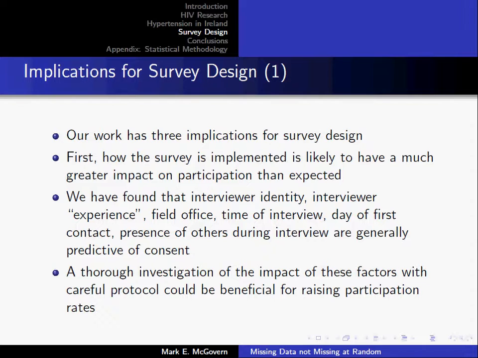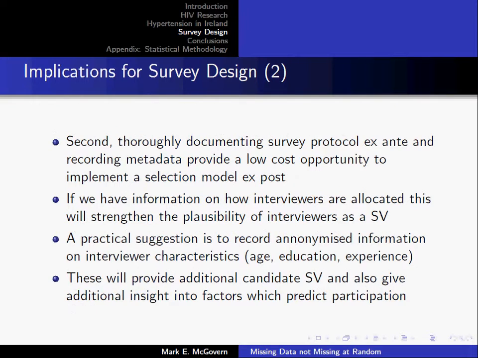Secondly, for people running the survey, thoroughly documenting the survey protocol in advance and recording this metadata, making it available to the public, I think provides a low-cost opportunity to implement these types of selection variables. So at the moment, for example, in the surveys, we only have interviewer identity as an anonymized code, but if we knew other things like education, gender, language, and so on, I think there would be more opportunities to implement this type of method, and it's a low-cost way of doing so.